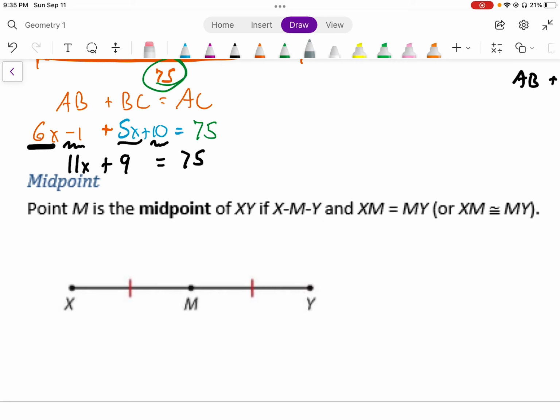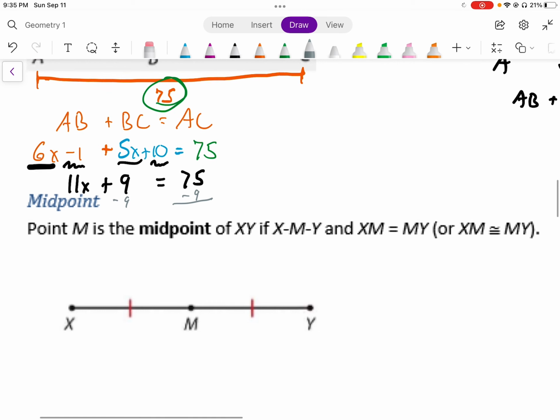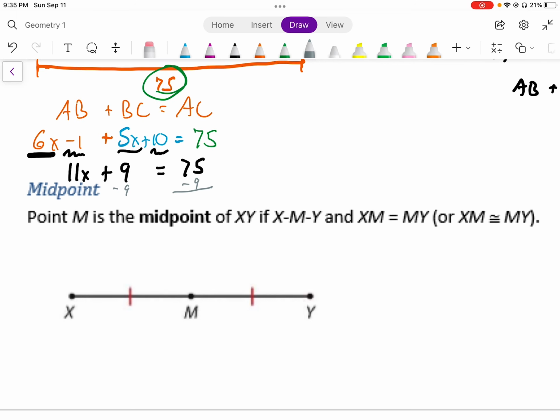So let's go ahead and subtract 9 from both sides. 75 minus 9 is 66. So 11x equals 66. Divide both sides by 11. I'll rewrite it. 11x equals 66. Divide both sides by 11. And we get x equals 6. And we might think, great job, we found x, we're finished. But we're not finished, because we have to look back at the directions.